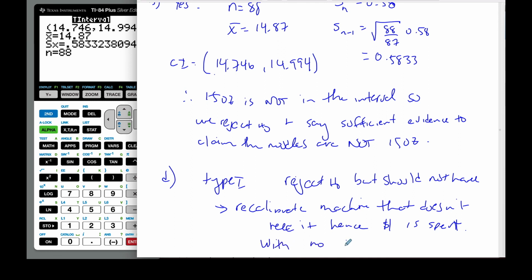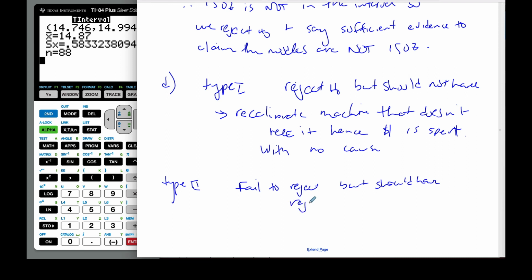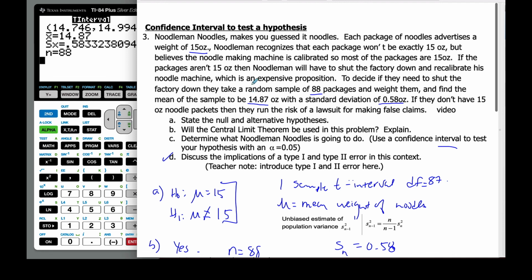A type 2 error, which in this case there's no chance of since we rejected, is when you fail to reject, but you should have rejected. And that consequence in this case would be opening up to a lawsuit, as you're making false claims. All right, and so here's a confidence interval using a t interval to calculate whether Noodleman is making good noodles or not.